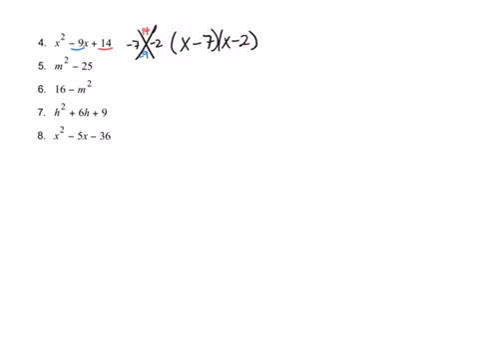Now number 5 is a binomial, right? Number 4 was a trinomial, 3 terms. This binomial doesn't have any common factors, right? 1 and 25. Am I looking at perfect squares? 1 is a perfect square, it's 1 squared. 25 is a perfect square, it's 5 squared. So you're asking yourself, what two numbers multiply to -25 and add to 0? And that's -5 and +5.